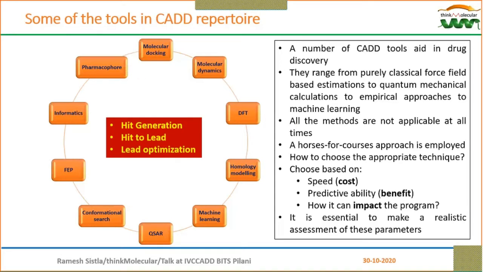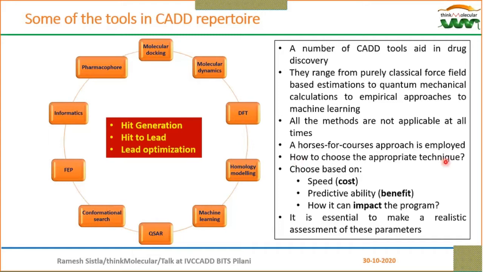the diversity of these tools utilizes classical mechanics, quantum mechanics, statistical mechanics, and computer algorithms, which help you in doing machine learning. So each of these methods is not applicable at all times. You need to choose the appropriate technique, which will solve the problem you have at hand.